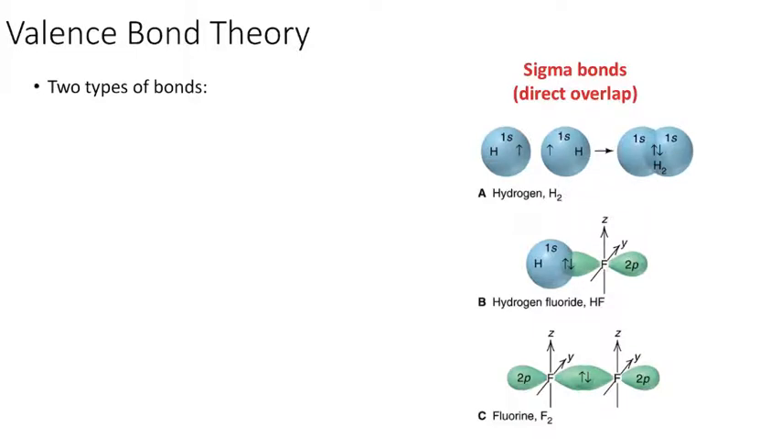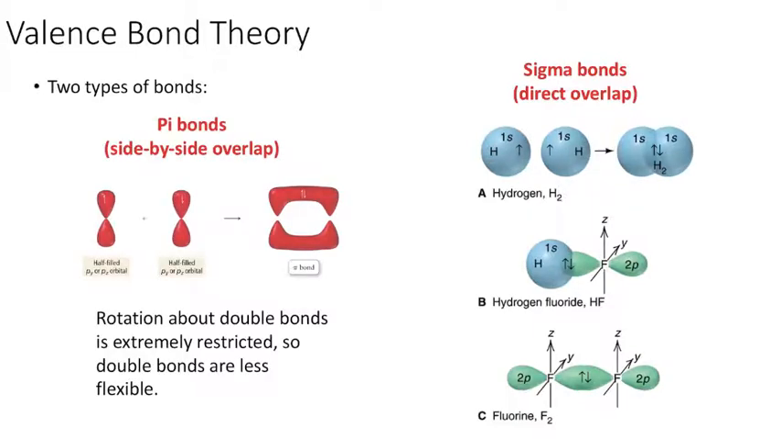The second type of bond is a sideways overlap. This is known as a pi bond, and as shown on your screen, those bonds only occur by sideways overlap of p orbitals. And when you form a pi bond, what you are actually forming is a double or a triple bond between two atoms. And those double and triple bonds are less flexible. They restrict rotation between atoms.